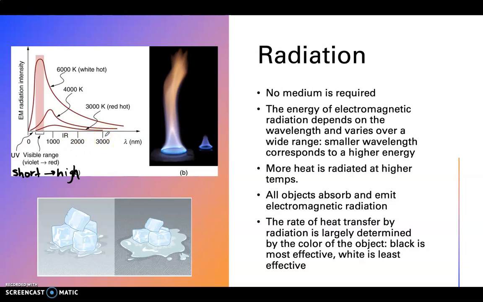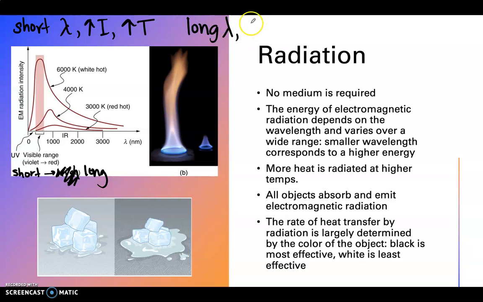I'm sorry, hold on, let me write this out. So short wavelength, that is a lambda, we have high intensity and high temperature. If we have a long wavelength, we have lower intensity and a lower temperature. So keep those in mind. That's how you're reading this here.